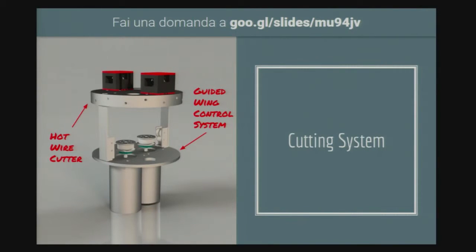We can now see the cutting system. It is on the top of this 3D rendering. This is a hot wire cutter that, with heat energy, can cut the cord of the parachute: first drag, second drag, and then the ejection of our main wing.